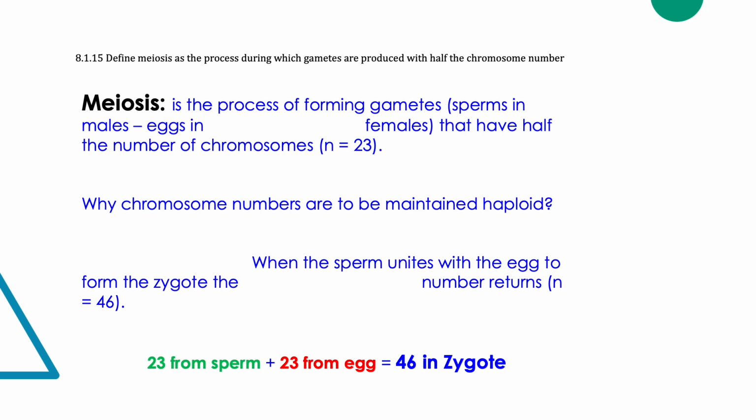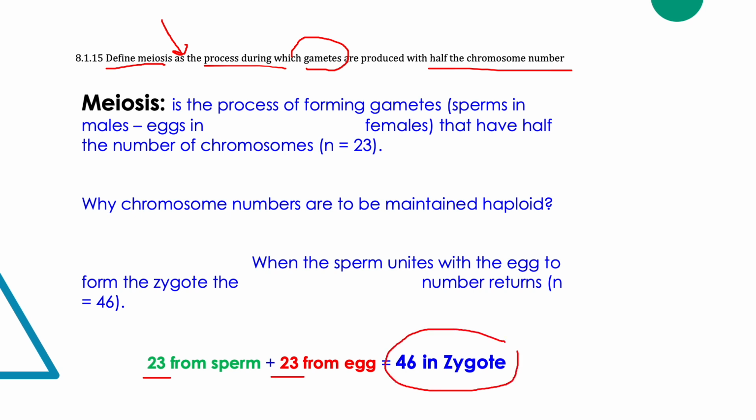The last KPI of this topic 8.1 is define meiosis and the process during which the gametes are produced. So you can easily define meiosis from here. Meiosis is a process during which the gametes are produced, and each gamete has a half chromosome number. So easily you can say that these half chromosome numbers are 23 for sperm and 23 for egg. When they join together, they result in the formation of a zygote, which is 46.